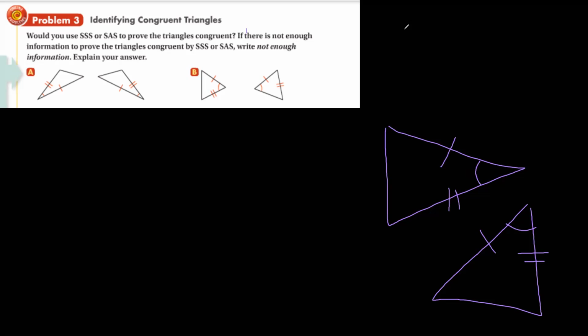Teacher, they're not same. They're not the same. The angle here is not the same as the angle here. It's different. Sorry, but please here, the side's supposed to be here. Ya Allah.